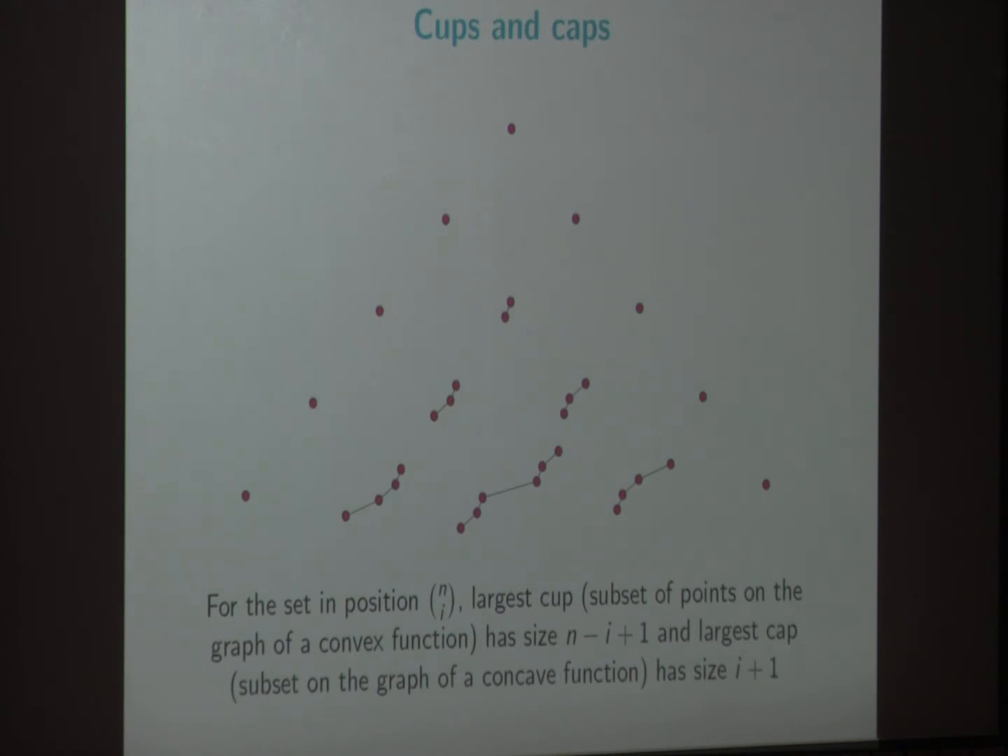Basically, if you look at the structure of how a cup or a cap has to fit within one of these, when you group these point sets into their two sides, if you make a cup on the left side, you can't get any points on the right side, and if you make a cup on the right side, you can only use 1 point on the left side. And so you get a recurrence that the largest cup is the size of the largest cup on the left, or the size of the largest cup on the right plus 1, and the same with the caps, and that gives you this proof.